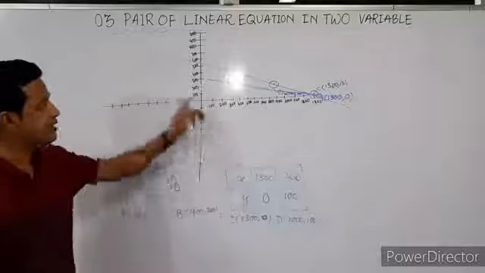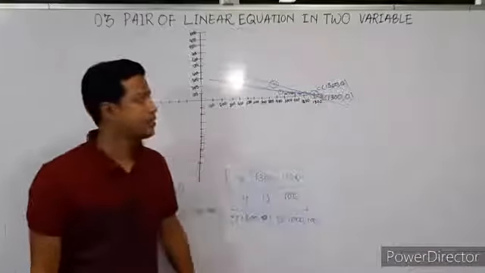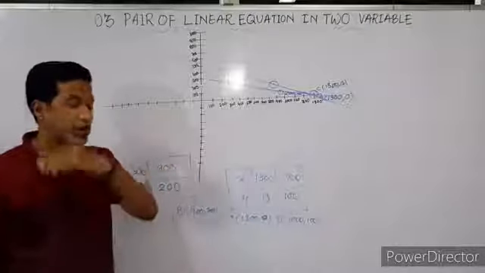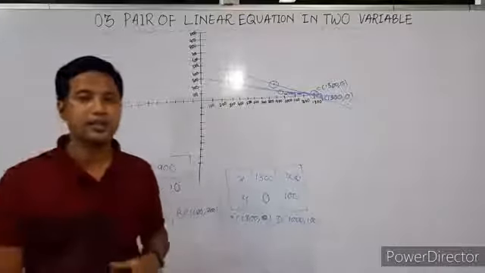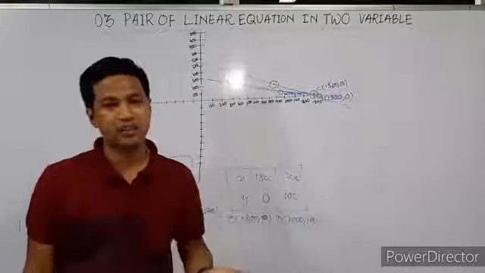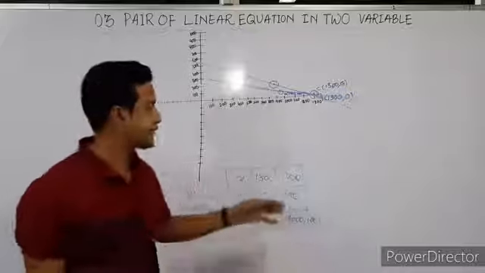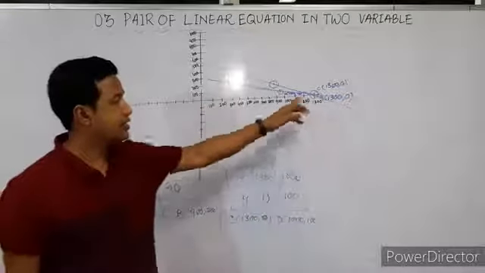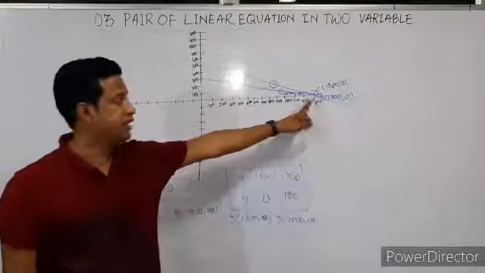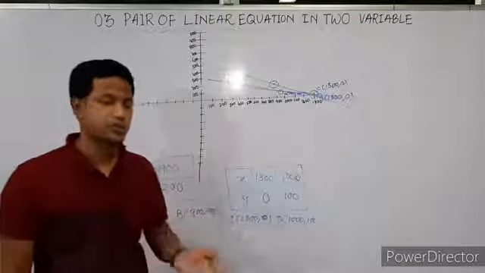So here the 2 lines cut each other at a single point, that is 1300 and 0. As I already told you, the graphical representation has 3 cases: either the lines are parallel, or intersecting, or coincident to each other. So in this case we found these 2 lines cut each other at a point, and that point is 1300 and 0. So thank you very much.